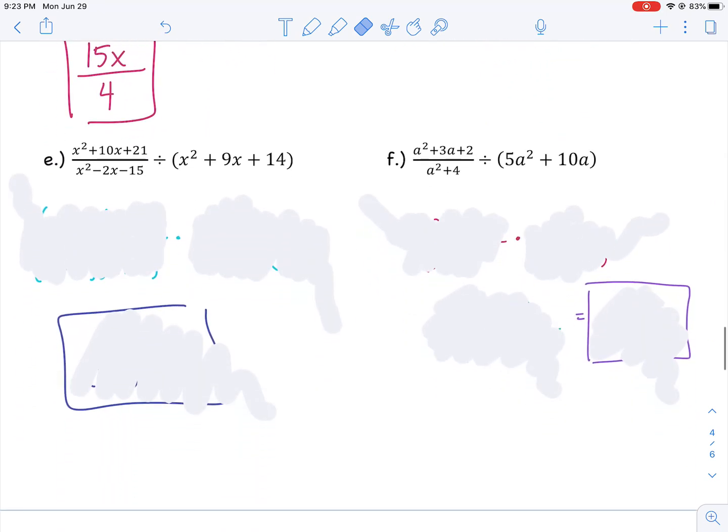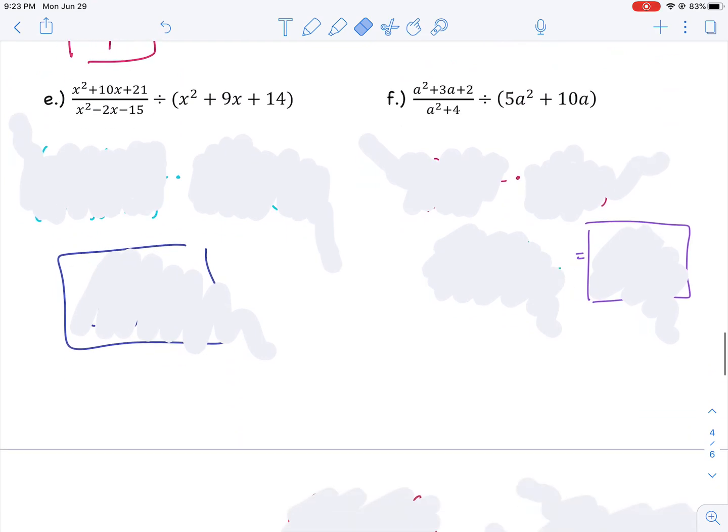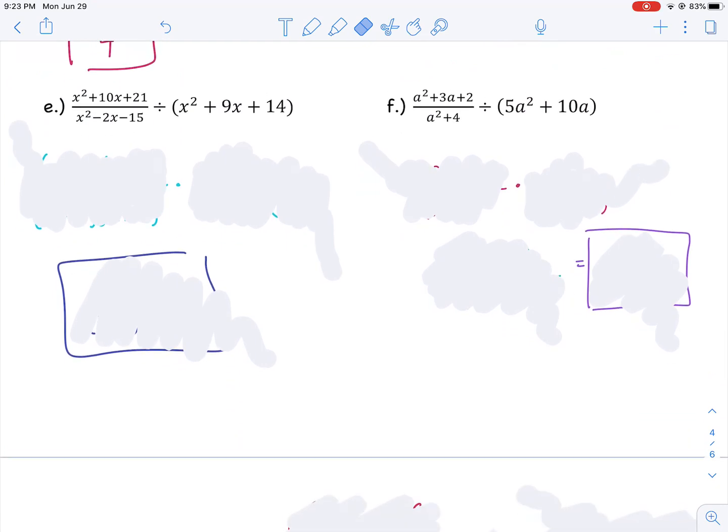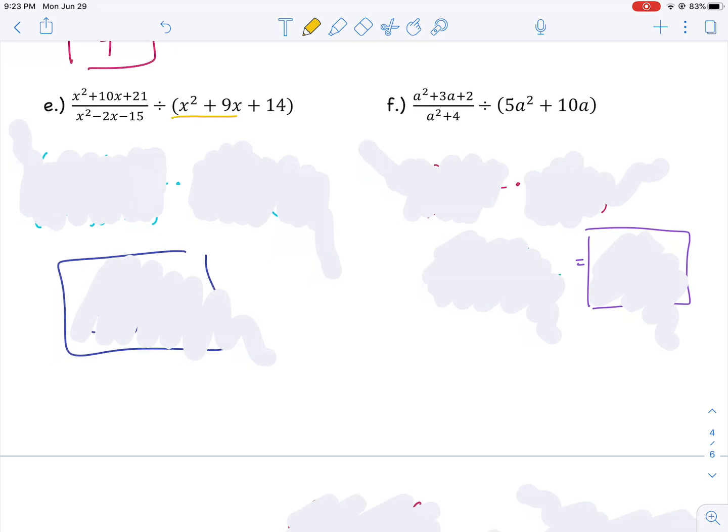All right, let's do 2 more, and then I'll have you guys try some on your own. Looking at E, I'm still dividing, and technically I'm still dividing fractions. If you wanted to take this trinomial and write it as x squared plus 9x plus 14 over 1, then it's dividing 2 fractions, right? And so dividing fractions means I can multiply by the reciprocal. I can keep my first fraction, and I'm going to keep it and factor it at the same time.